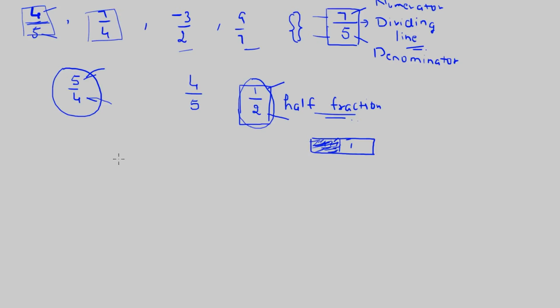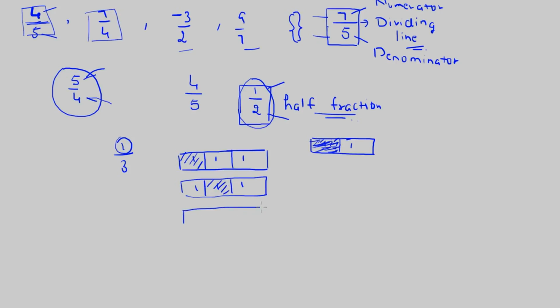For example, 1 out of 3. This fraction represents one part out of 3 equal parts. So these are the 3 equal parts, 1, 1, 1. Here it represents one equal part among 3 equal parts. So it can be this, or I can represent it like this also, or it can be this.